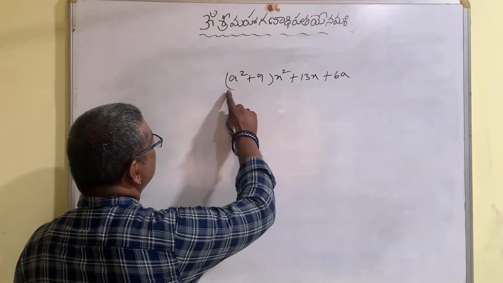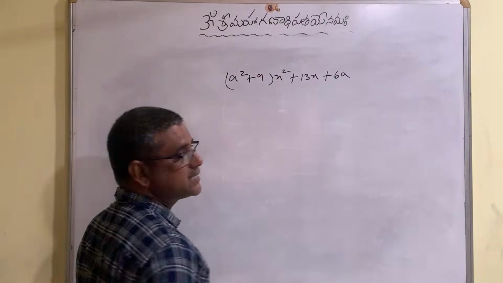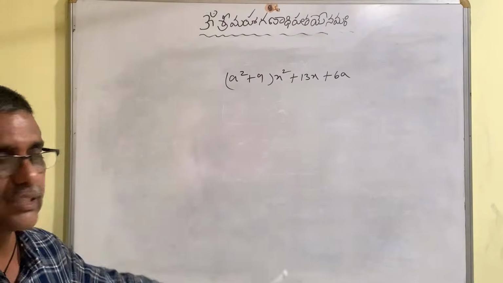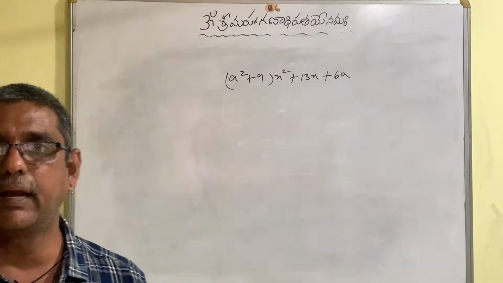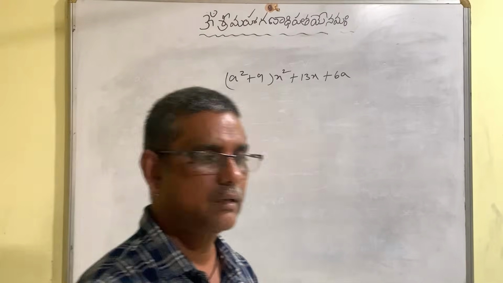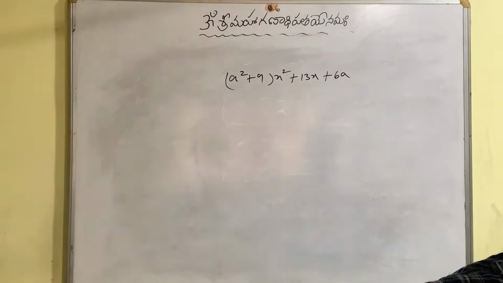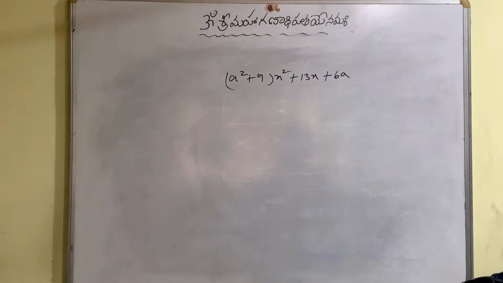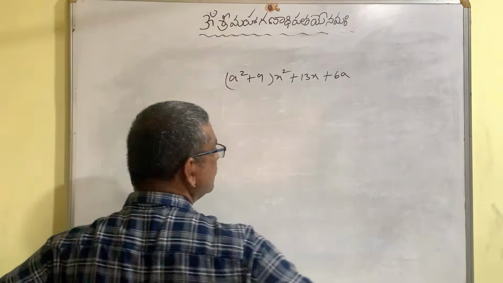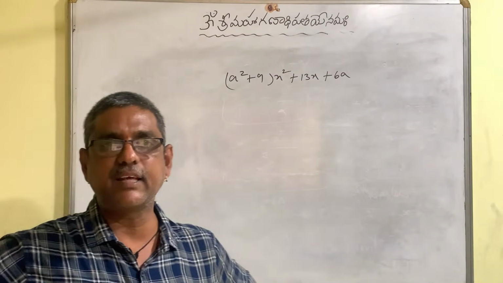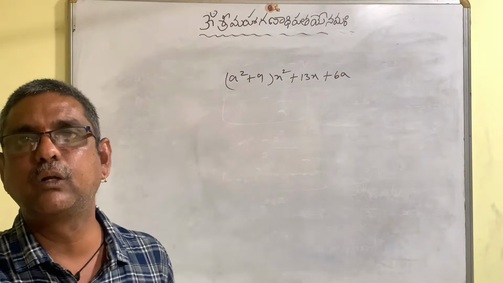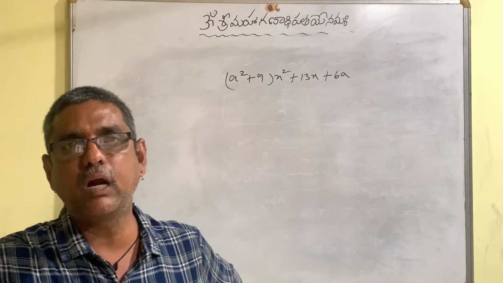See, this is a quadratic polynomial. Is that right? This is a quadratic polynomial. And how many zeros does it have? Two zeros. Very good. And it is given that the two zeros are reciprocal to each other.